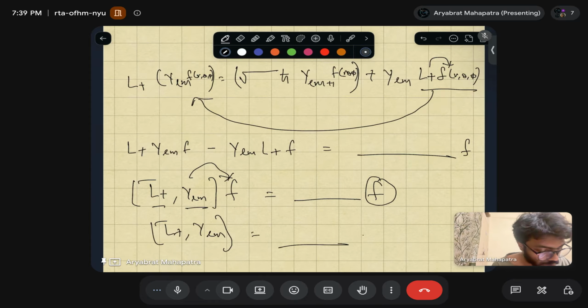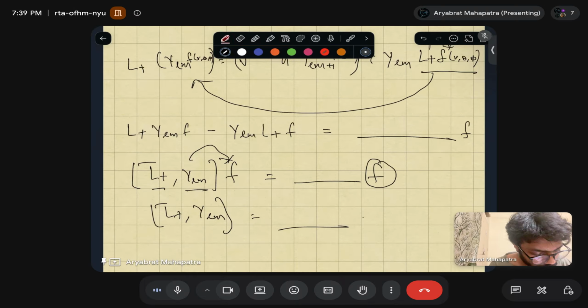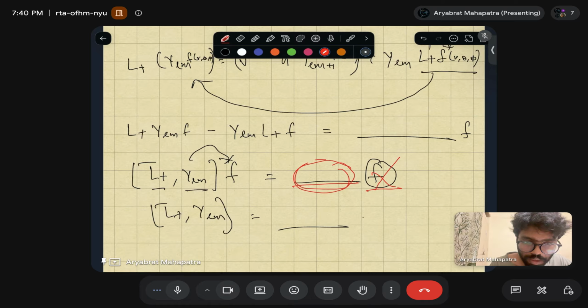But here you are only asked to calculate only this, not the entire thing acting on f. Whatever you get with f, you can leave out that f. Whatever you have before f will be the commutator of L plus and Y_lm. So this is what you were asking, right?